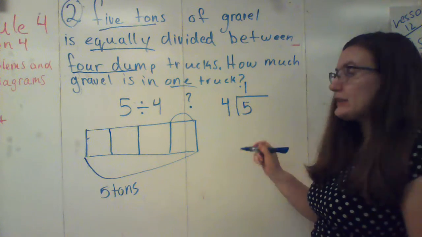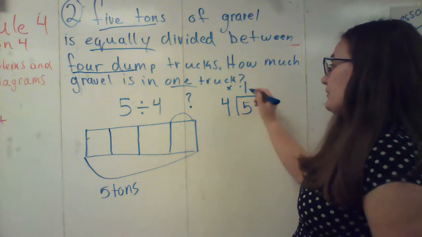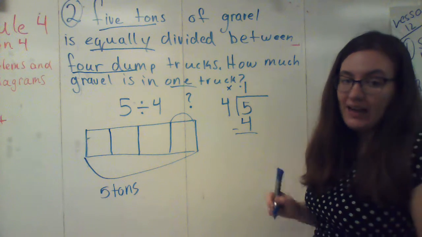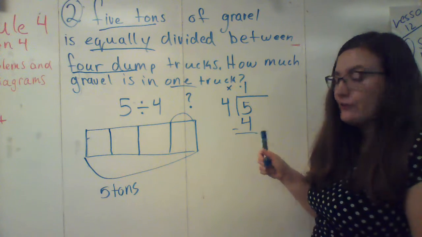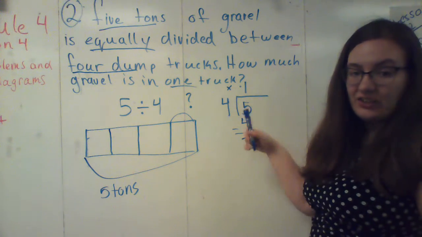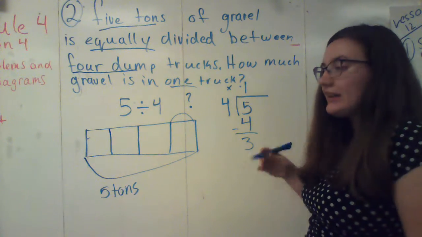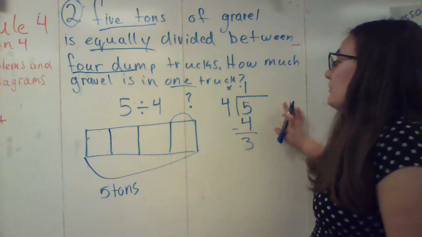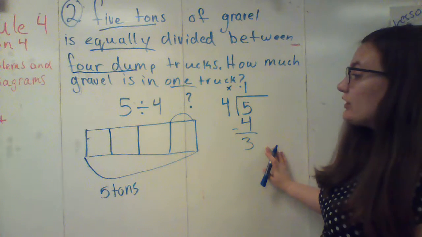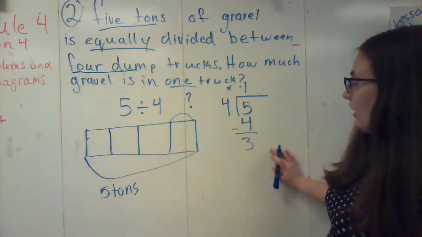And then I need to multiply. So I do 4 times 1, which is 4. And then I can subtract. So now I have 5 minus 4, which is 1. And this is actually going to leave me with my final answer, even if it might not look like it. Because with all the numbers right here, I can create a mixed number, which will give me my answer.